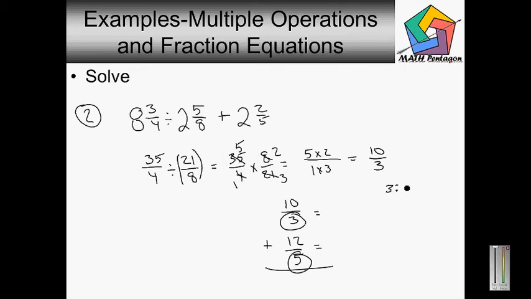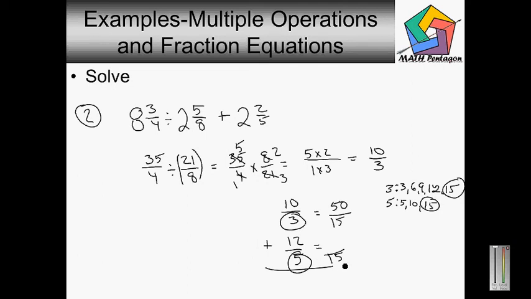3 times 1 is 3, 3 times 2 is 6, and 3 times 3 is 9, 3 times 4 is 12, and 3 times 5 is 15. 5 times 1 is 5, 5 times 2 is 10, 5 times 3 is 15. So the common denominator between the two numbers is 15. So our new denominator is 15. 3 goes into 15 5 times. 10 times 5 is 50.